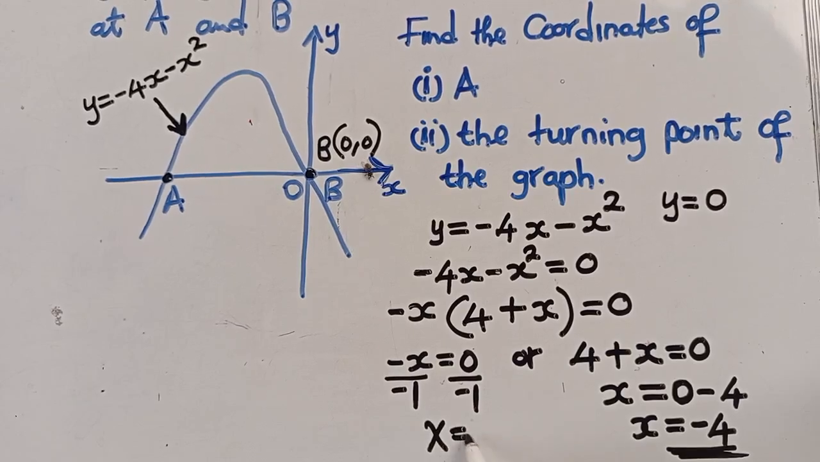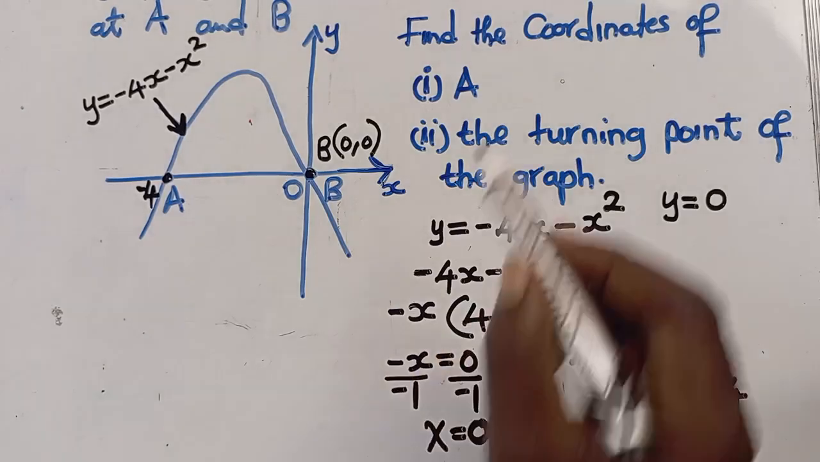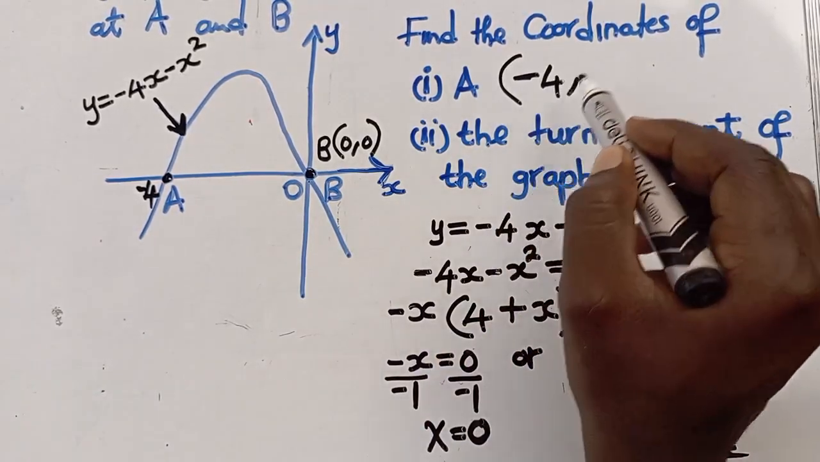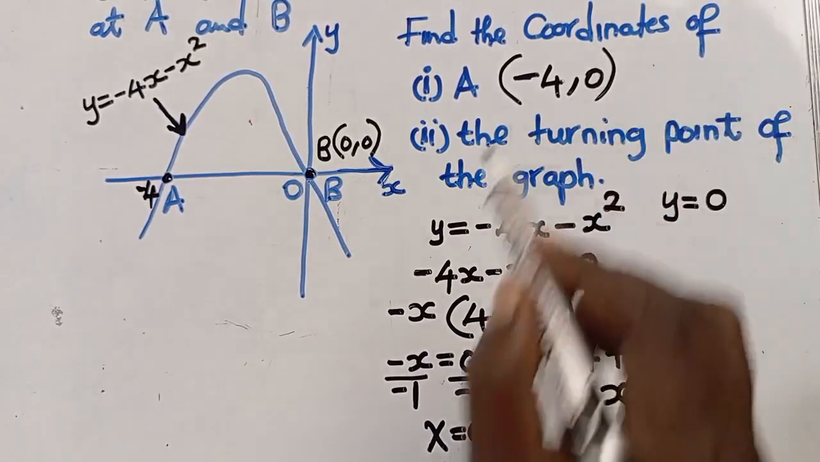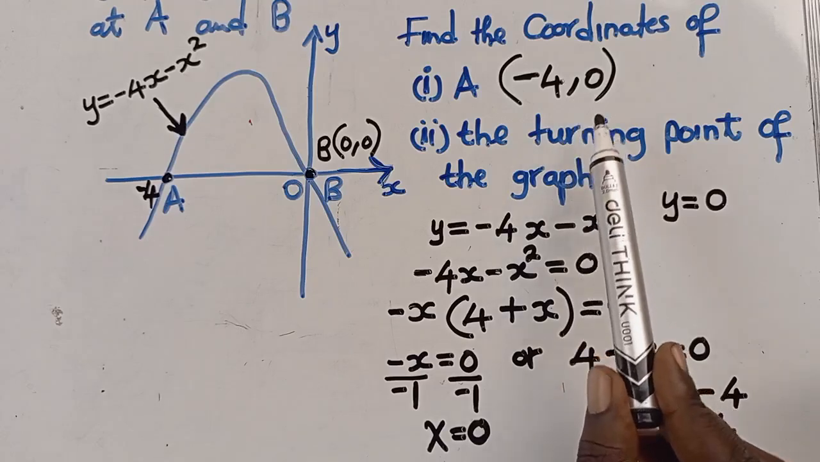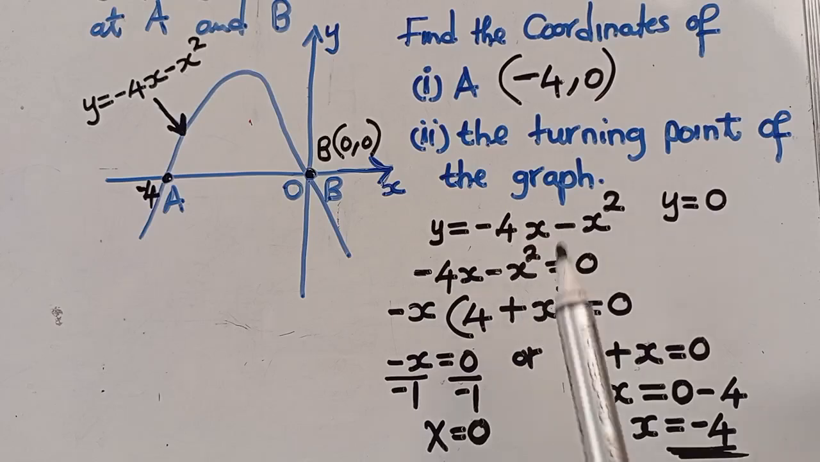X here is now equal to 0. This is the one that is here, and this negative 4 is the one that is going to be there. So meaning that the coordinates for A, x is negative 4, y I already told you that it is 0. So that is the coordinates. We are done with that. Can anyone fail to do that in an exam? If you are given such a question, can you fail? No one can fail. We move now to the next question.